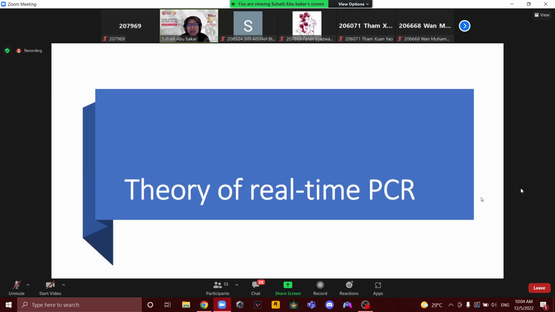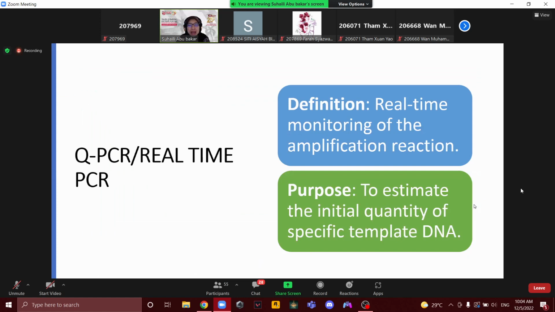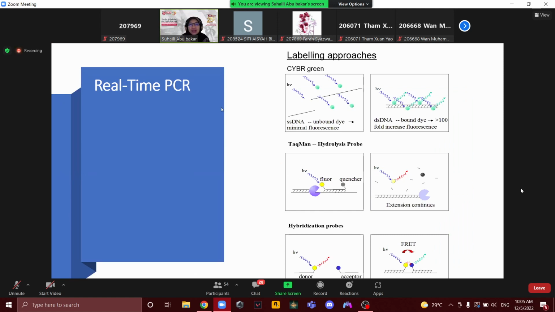So, theory of the real-time PCR. This course, SPP 3503, wanted to have more on real-time PCR because majority of laboratories have this PCR type. So the rest is just to introduce to you here. Once again, definition: real-time monitoring of the amplification reaction, and the purpose is to estimate the initial quantity. We want to know the initial quantity, then we can explain the rest. Not the end. Okay, so this is real-time PCR.